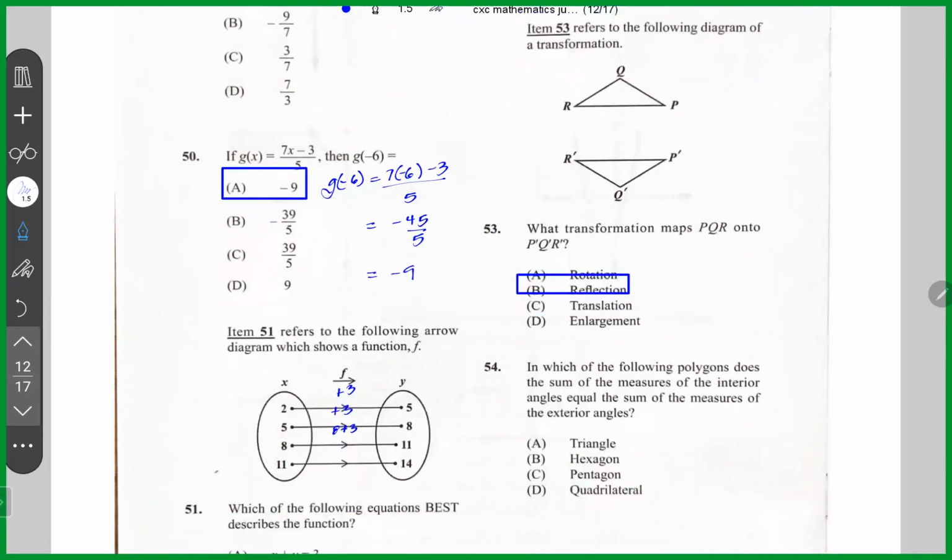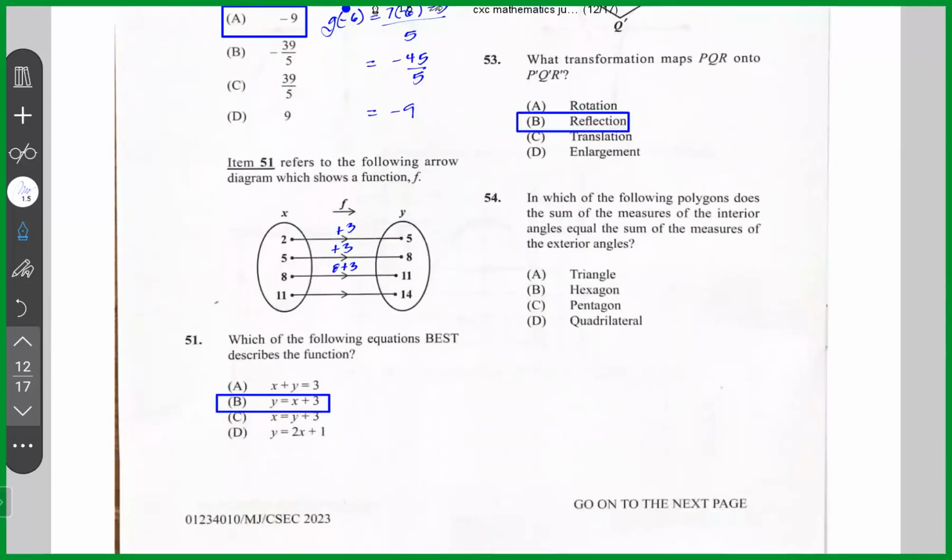Item 54. For which of the following polygons does the sum of the measures of the interior angles equal the sum of the measures of the exterior angles? Well, the sum of the exterior angles of all polygons is 360. So if the sum of the exterior is equal to the sum of the interior, the interior would also be 360, and that would make it a quadrilateral. The sum of the interior angles of a quadrilateral is 360, and the sum of the exterior angles of all polygons is 360.